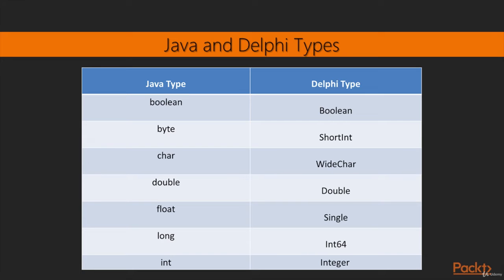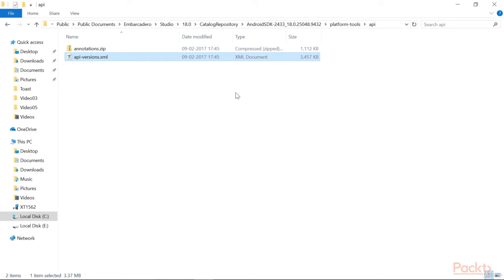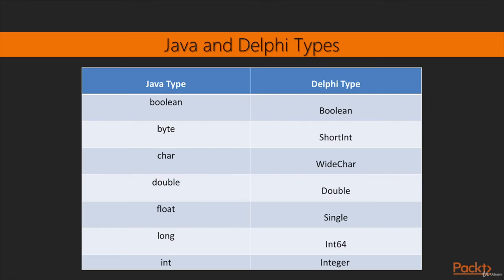How to map Java types to the Delphi types? In the Delphi RTL, there are a lot of samples of imported Java classes, and this is a small summary of what you can understand from the already imported classes and from the api-versions.xml file present in the Android SDK, which contains the declaration of all the SDK classes using RAD Studio 10.1. The path is highlighted here. So here are the Java and Delphi types.